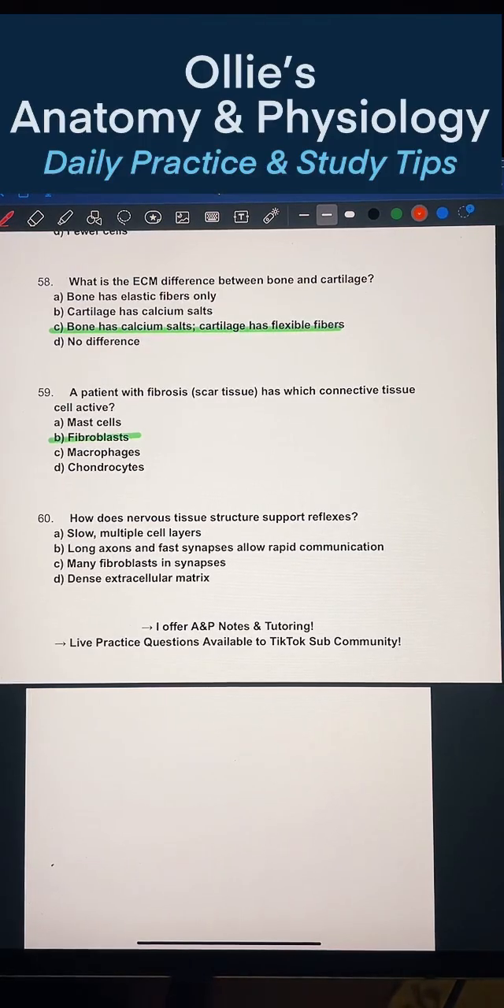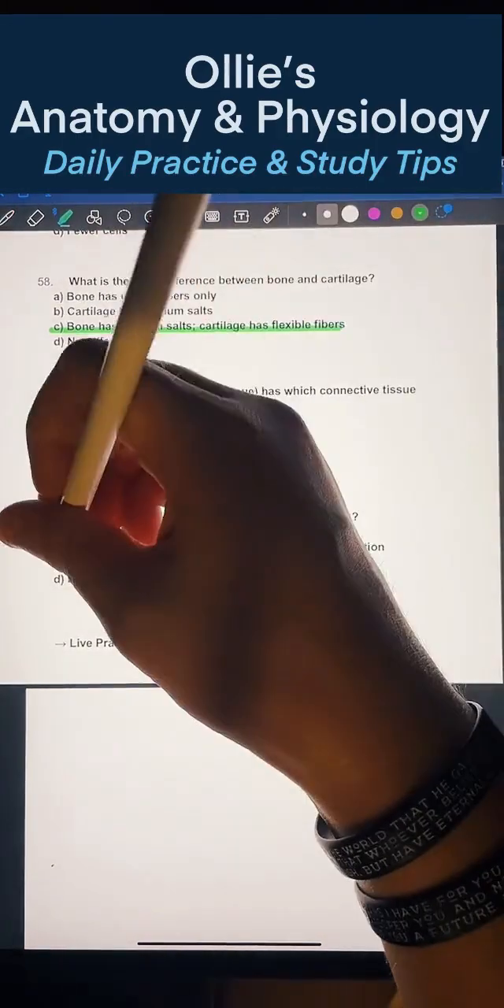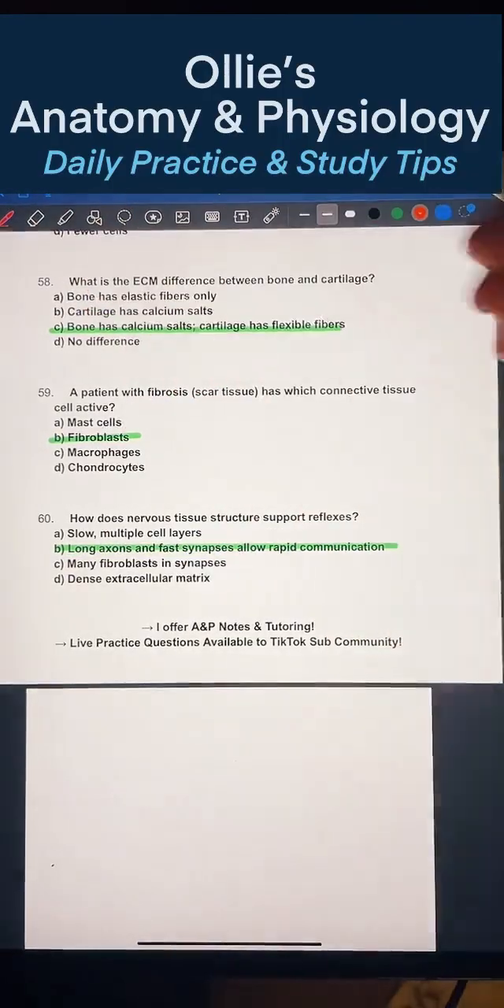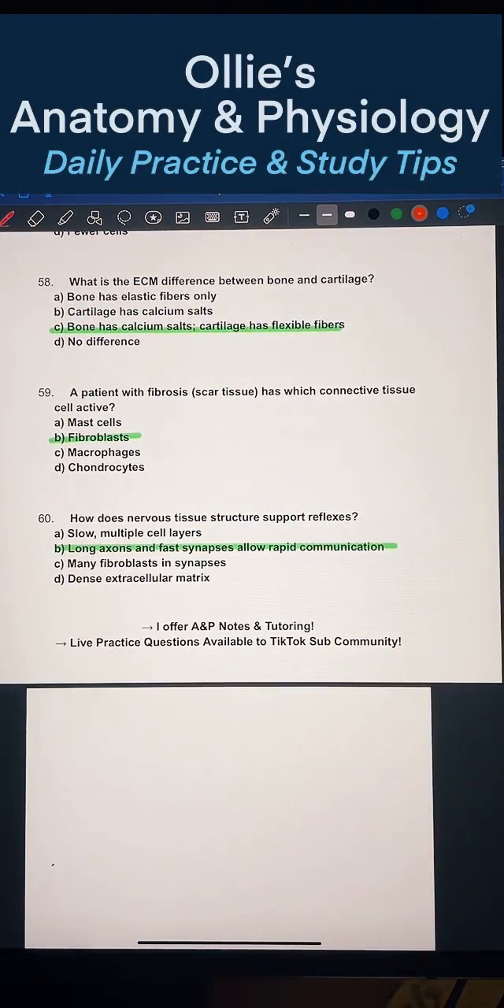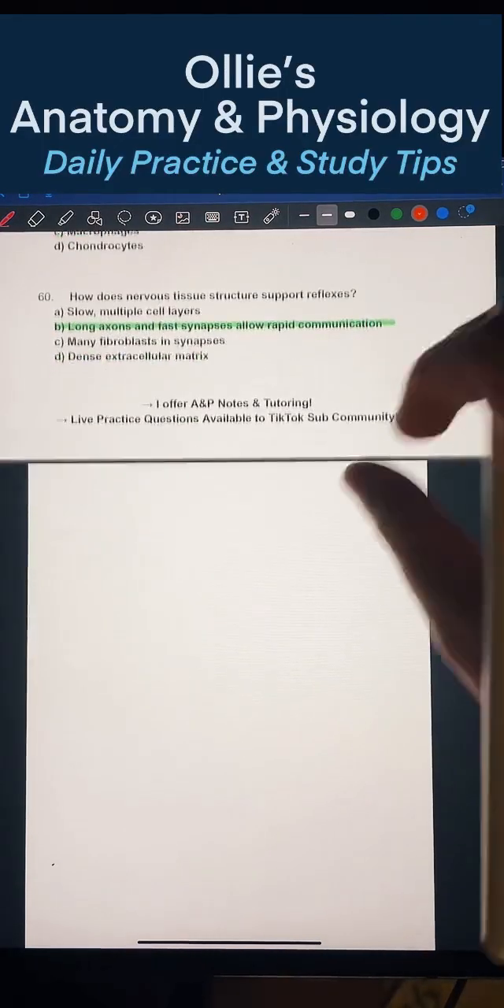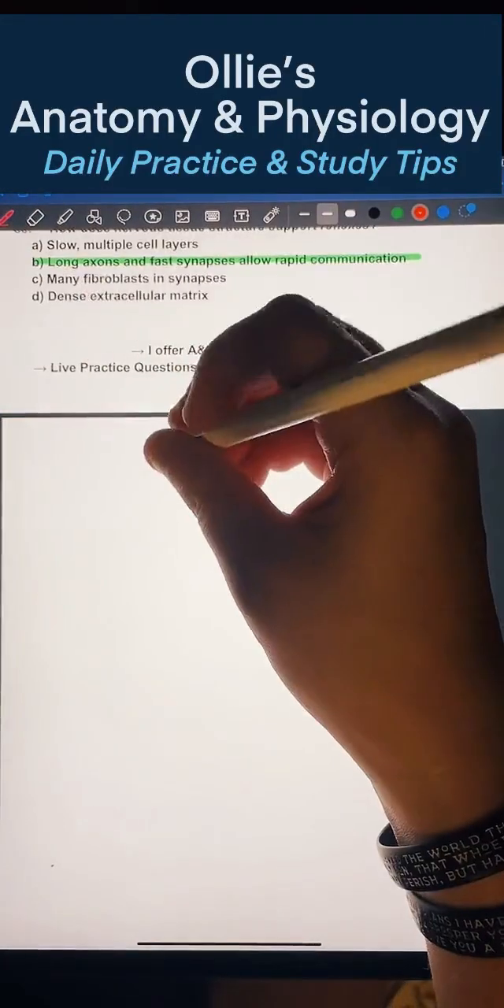Number 60, last question, then I'll talk about some stuff real quick, but I do have to get going for today. The answer is B. Long axons and fast synapses allow for rapid communication. It's going to allow essentially a quick signal transmission for reflexes. Perfect. Okay, organic chem.